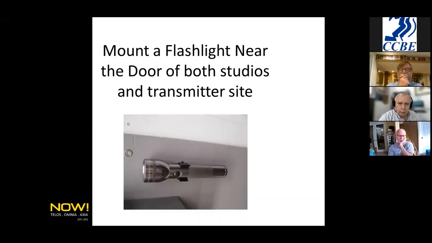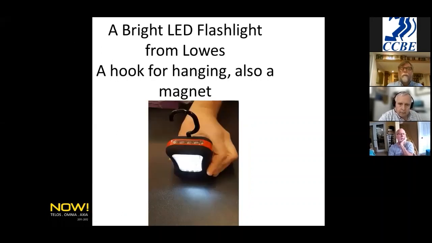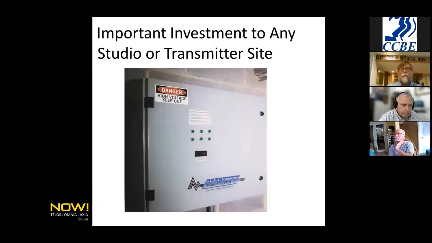As you can see, there's a picture of an LED flashlight that you can get at Lowe's, and that's on the next slide. What's nice about this one is it's got a hook for hanging and also a magnet in the back, so you can go ahead and affix these to the side of a steel rack.